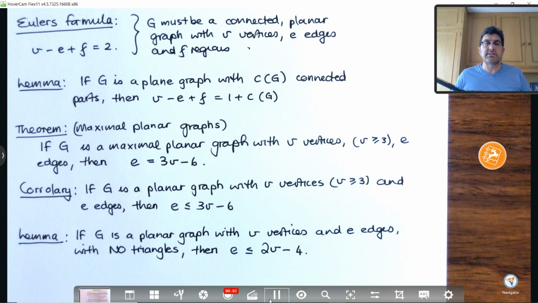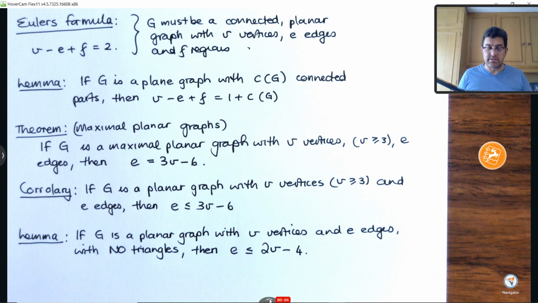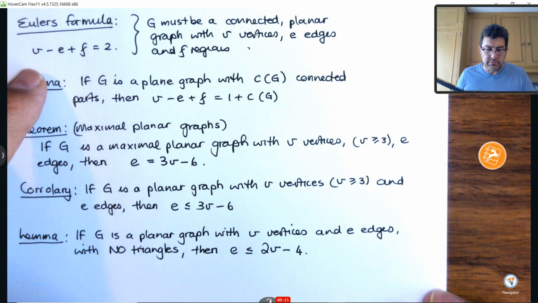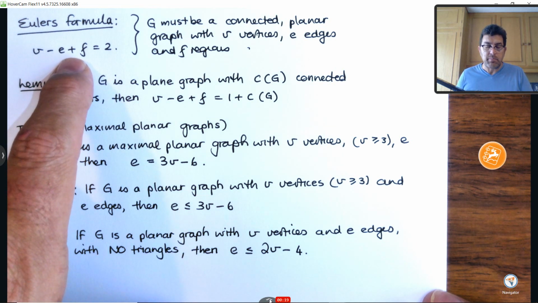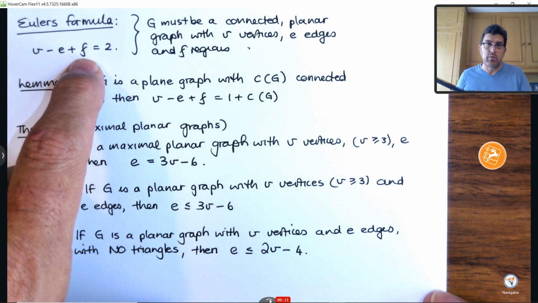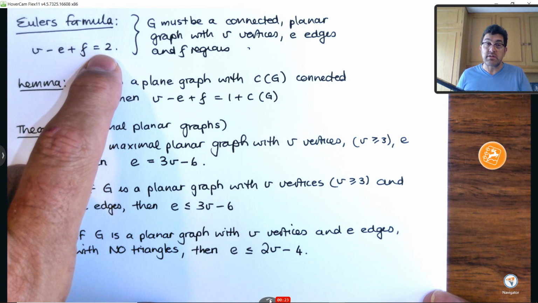Okay folks, let's see what we have learned so far. We're dealing with graph theory, and we're dealing with planar graphs. So we've learned about Euler's formula that says the number of vertices minus the number of edges plus the number of regions formed will always total 2.